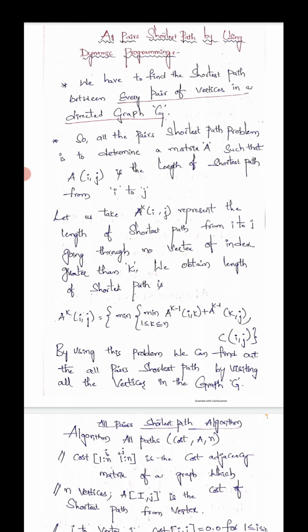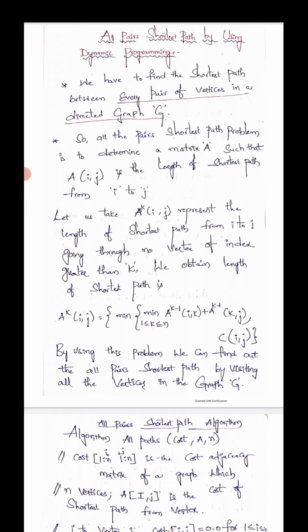So here, the all pairs shortest path problem is to determine a matrix capital A such that A of I comma J, the Ith row and Jth column, is the length of the shortest path from I to J. We need to determine a matrix A such that A of I comma J is the length of the shortest path from I to J.